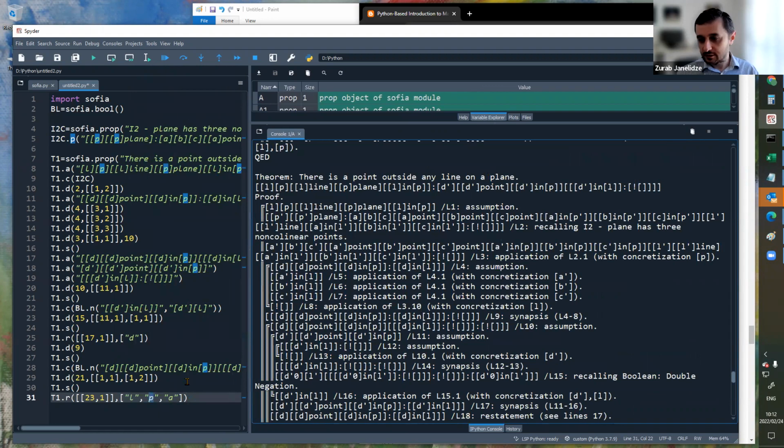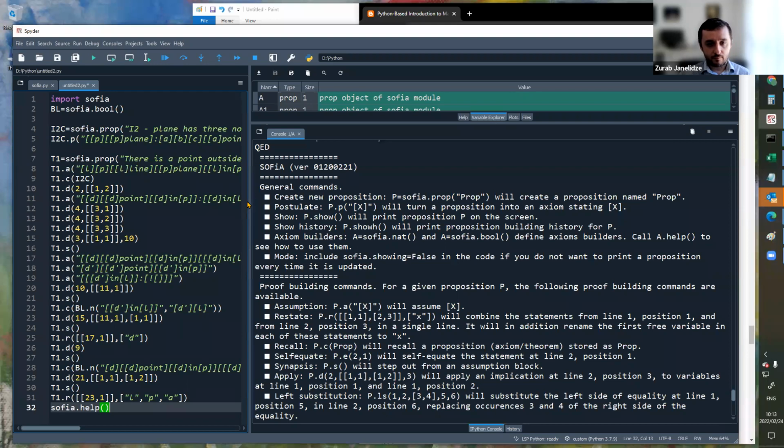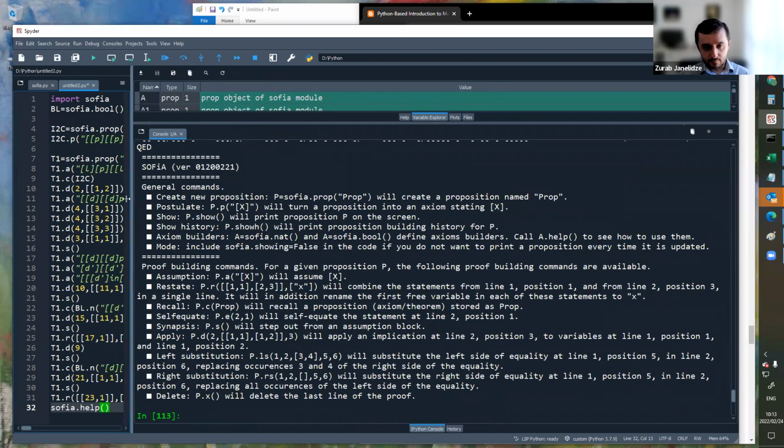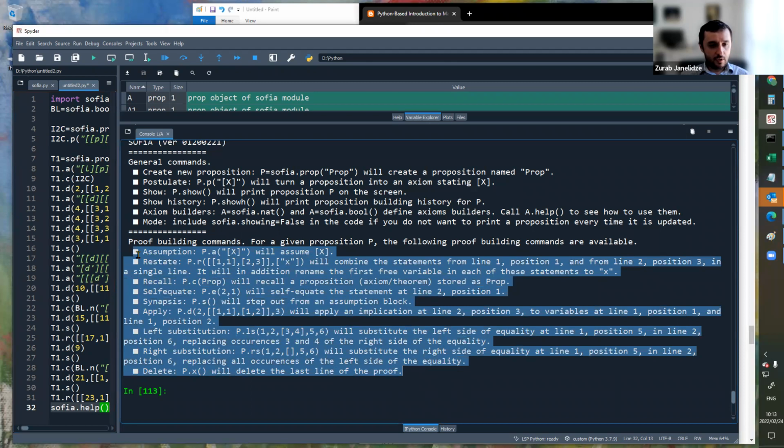Before starting the concluding session, let me go through Sophia.help, a summary of all the rules that we learned. In particular, these are the proof building commands. These are the basic rules of logic that we've been using in our proof. So these are the commands we use to create every next line of the proof.